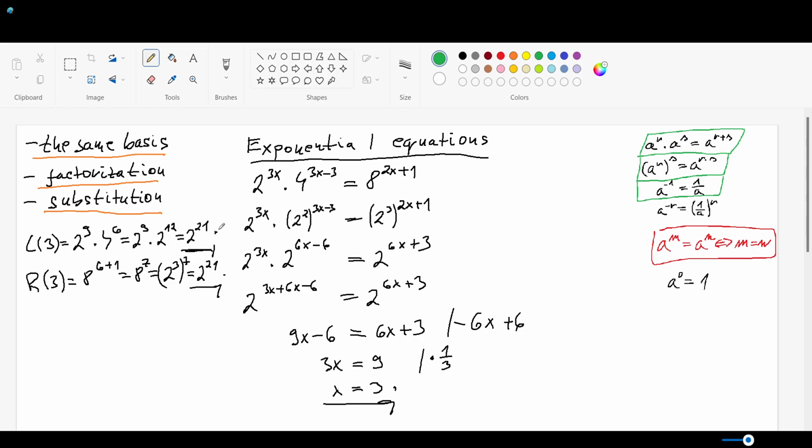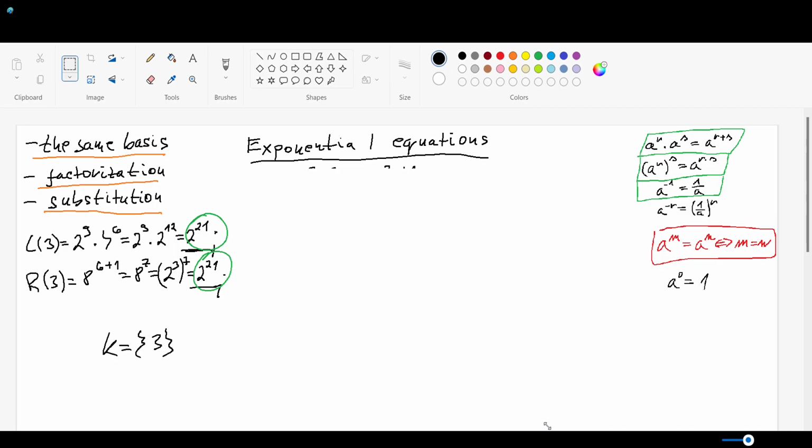So as you can see, our left side is the same as the right side, so you can make the conclusion that the set of our roots or solutions, in this case solution because it's only one, is a one element set, and it is number 3. Okay, so these are the easiest exponential equations you'll be solving, and this is the procedure or algorithm you apply if you see something like this.